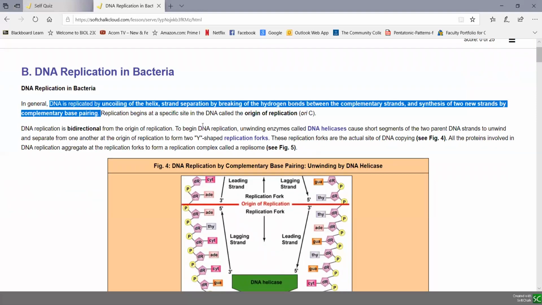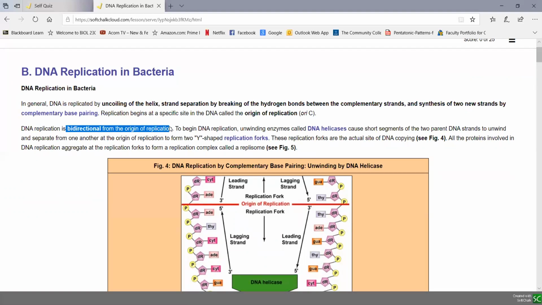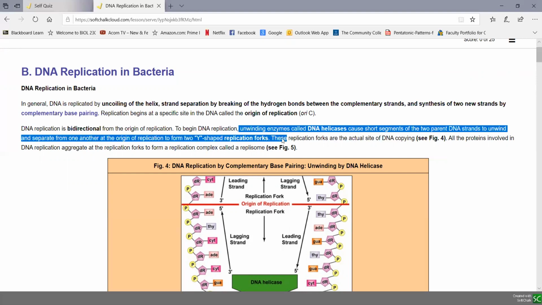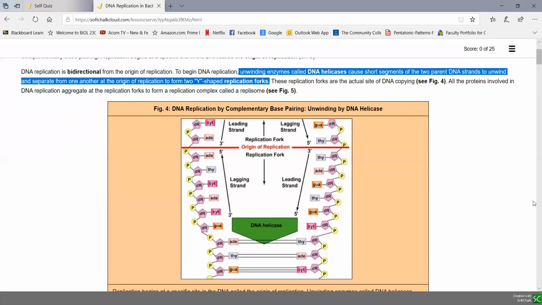First thing we need to realize then in this process of separating the two strands and making complementary copies is that DNA replication is bidirectional from a place called the origin of replication. So the origin of replication, which we see in figure 4 here, is where DNA replication begins in both directions around that long circular molecule. So to begin that, unwinding enzymes called DNA helicases cause short segments of the two parent DNA strands to unwind and separate. And that forms an origin of replication, forming two Y-shaped replication forks.